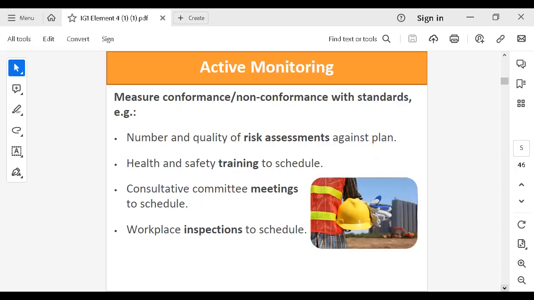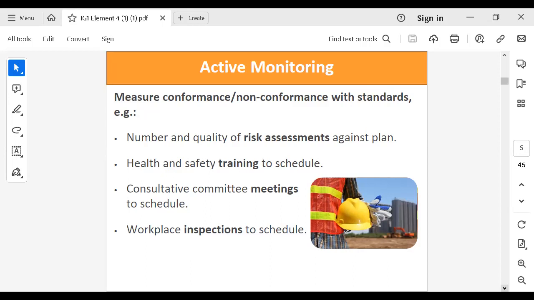During active monitoring, we will measure conformance or non-conformance with standards. We'll check the number and quality of risk assessments against plan, that the risk assessments that we prepared should be quality risk assessments, and health and safety training to schedule. And we will check whether the training we scheduled was carried out or not.